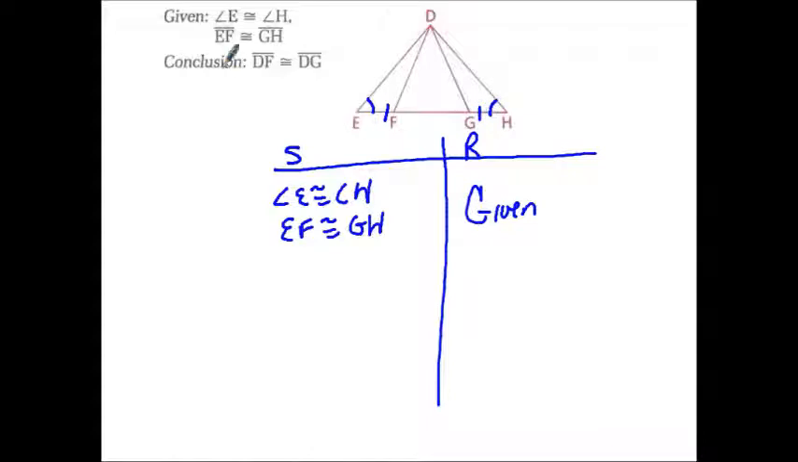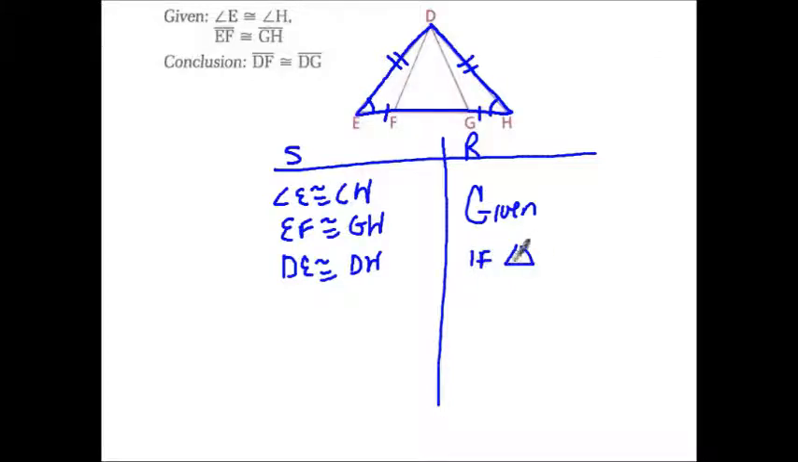Now, I see that I have, on one single triangle, two angles that are congruent. Now, if two angles of any single triangle are congruent, those sides opposite are also going to be congruent. So for my next step, I'm going to say that DE is congruent to DH. My reason? If angles, then sides.